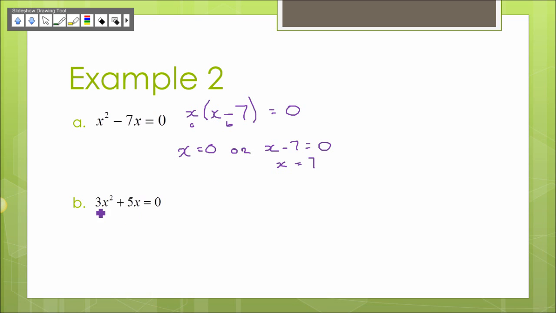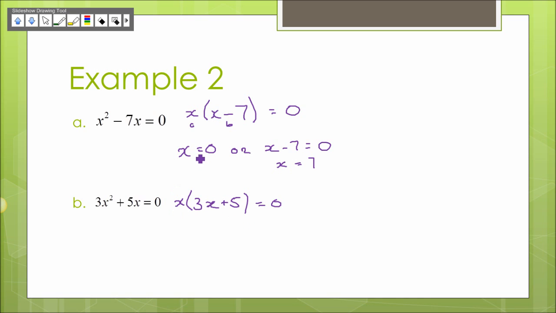Okay, looking at this, we've got two coefficients, but once again, we can't get a common factor out of 3 and 5. So the only common factor is in the letters, or x. So to factorize, it would become x bracket 3x plus 5, and that equals 0.